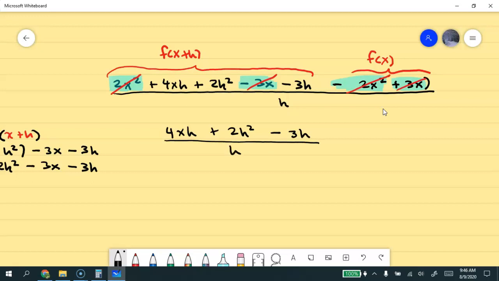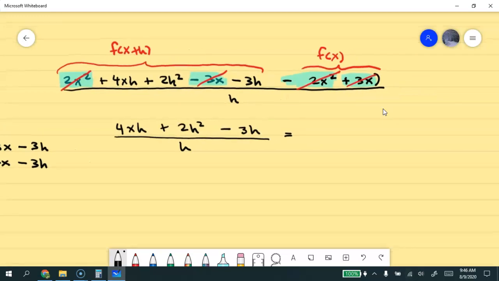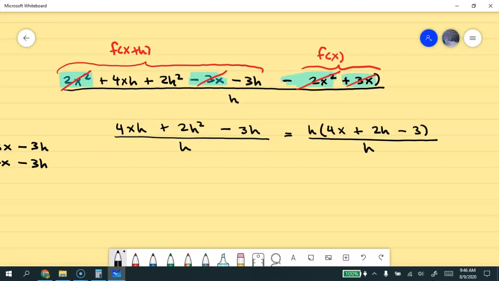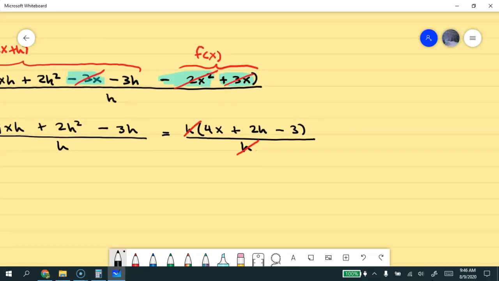Now, as much as you might want to let this go and say, yeah, I'm done with it, look at it carefully again. You'll notice that there is an h in common through the entire numerator. So you can factorize out the h and have 4x plus 2h minus 3, and then in the denominator you have an h. And guess what? What you're allowed to do is cancel the h's with one another. And so the final answer that you get is 4x plus 2h minus 3, like that.